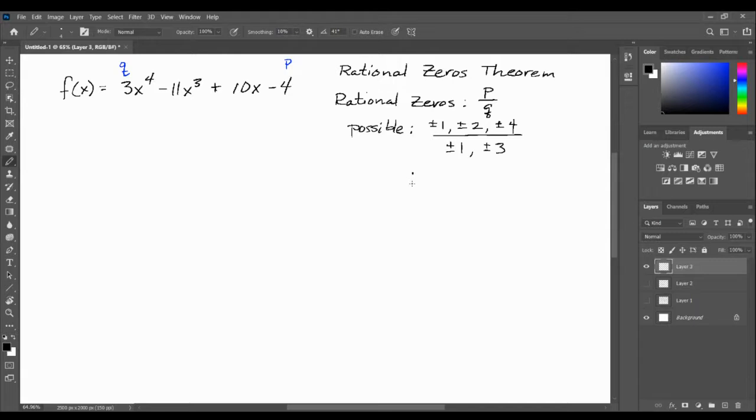Another way to write that is all of these over 1. So plus or minus 1, plus or minus 2, plus or minus 4. And then all of those 3 over 3. So plus or minus 1/3, plus or minus 2/3, and plus or minus 4/3. Those are the only possible rational zeros for this particular polynomial.